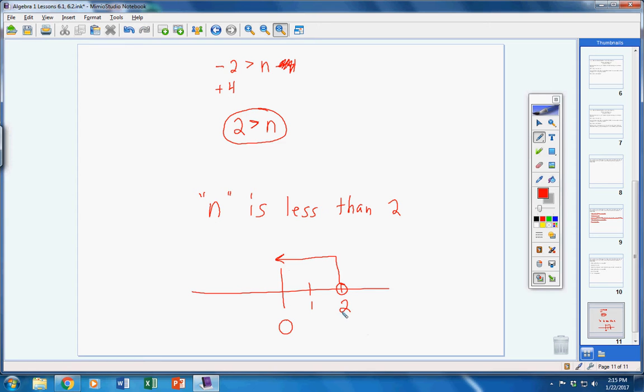Now 2 is not part of your solution because there's no equal sign. If there had been an equal sign and we closed it in, then 2 would be part of your solution. But 2 is not part of your solution. It's every number to the left of 2, not including 2. Does that make sense? I hope that it does. Again, you would not read this 2 is greater than n. You would say n is less than 2.